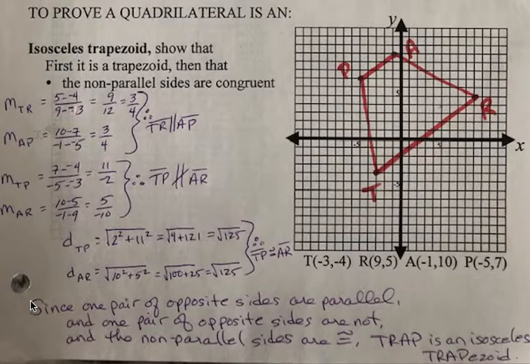Now the since statement, and this is probably the most annoying since statement of all the ones we do. Since one pair of opposite sides is parallel and one pair of opposite sides is not, that's a bad typo right there, that should say is. Both of these should say is. Bad grammar. And the non-parallel sides are congruent, TRAP is an isosceles trapezoid. See, TRAP, trapezoid. See what I did there?